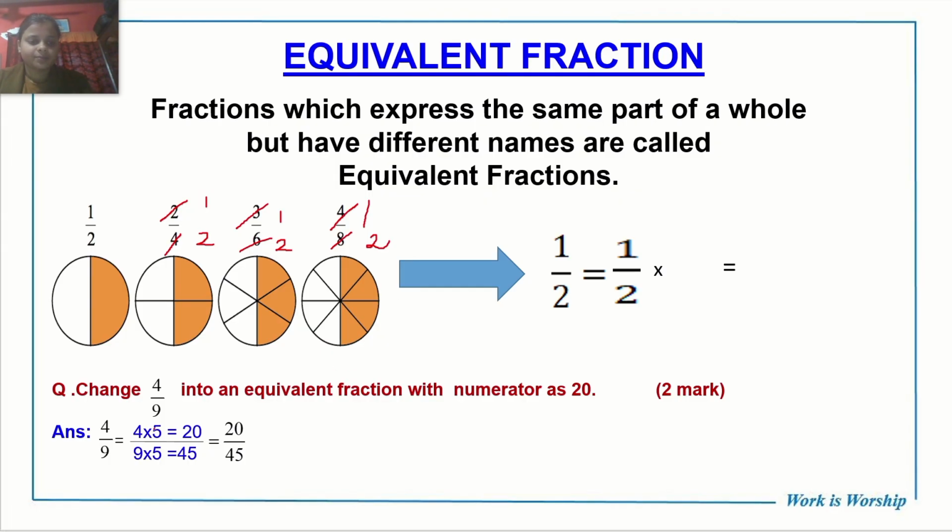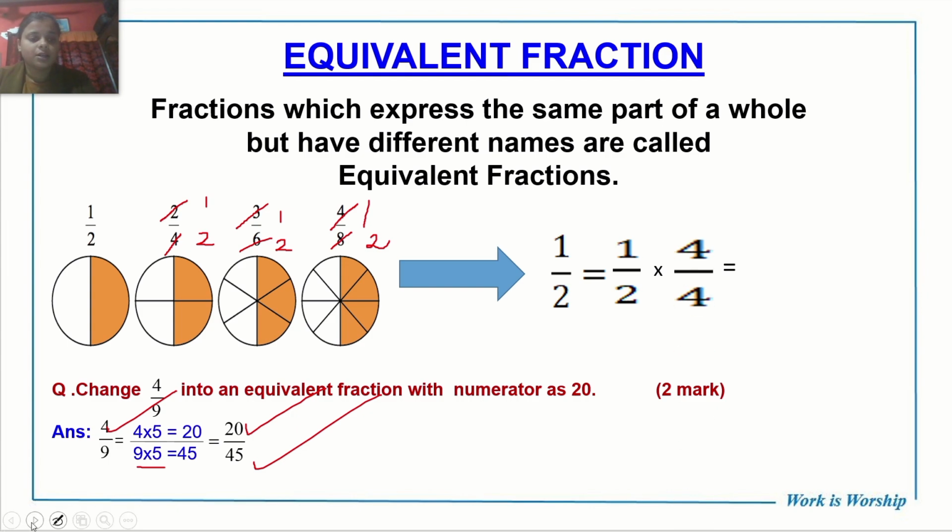Okay. Like if the examiner gives you 4 by 9, to convert it into an equivalent fraction with the numerator as 20. Numerator means the above part, you have to make 20. So how will you make 4 into 20? You have to multiply by 5, right? 4 into 5 gives you 20, and you will multiply the same number which you have multiplied with 4, like 5. 9 into 5 gives you 45. It is compulsory. The number you multiply with the numerator, the same number you multiply with the denominator too. It will give you the equivalent fraction. Okay.